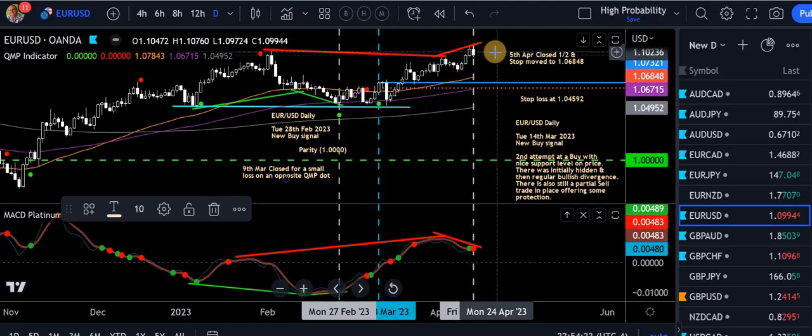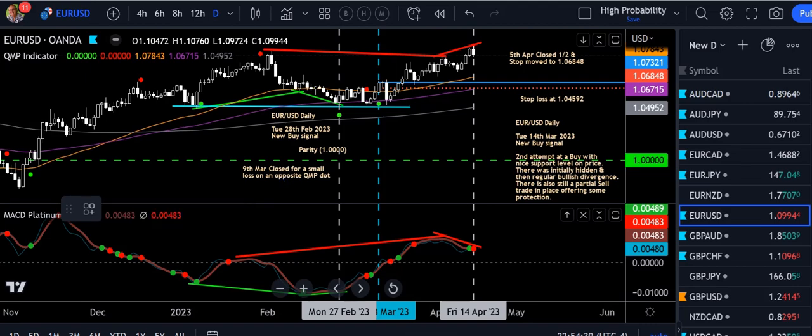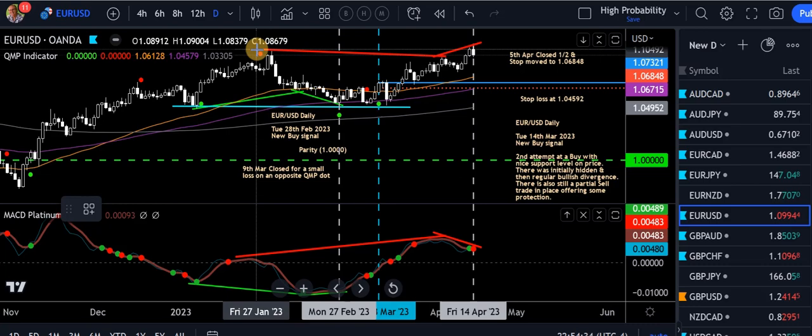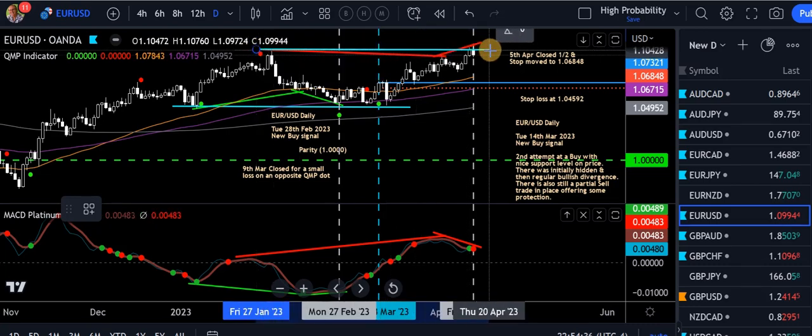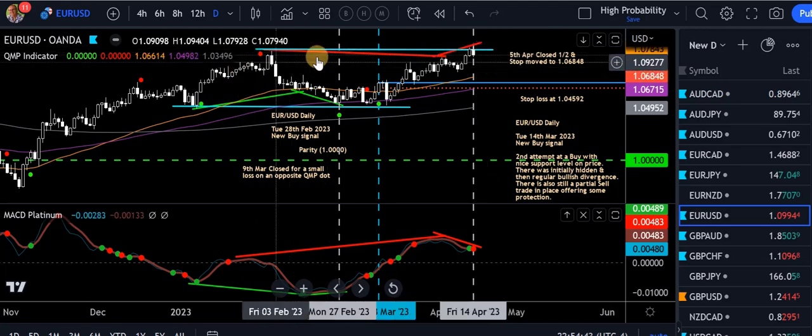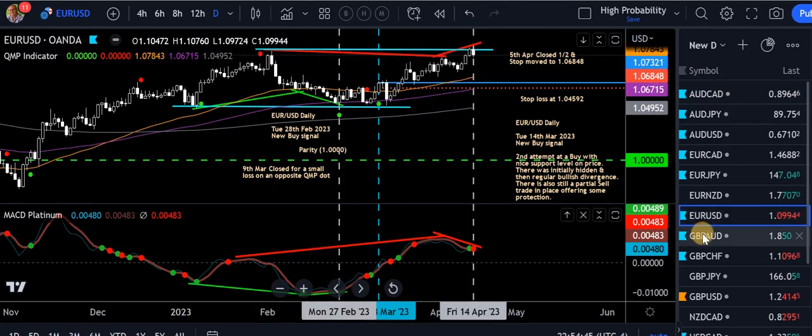So there might be, 1.10 is a big round number. I should probably draw a line. It might stick around there. So you've got this high here. I'll just make a note of that before I forget. So we've got this line going across here, basically. So that's roughly at the 1.10 level. Bit of a double top or resistance level.